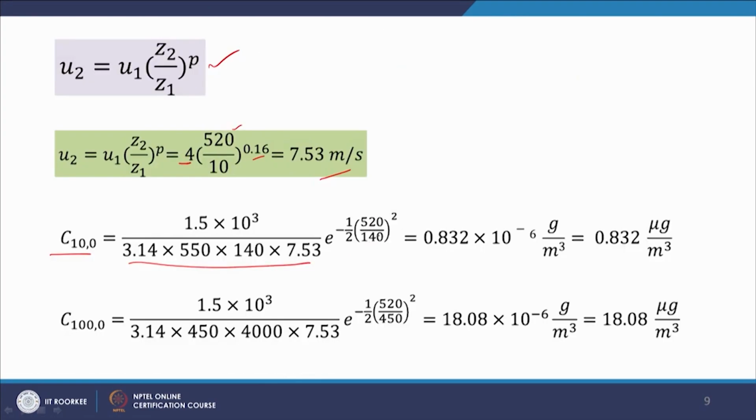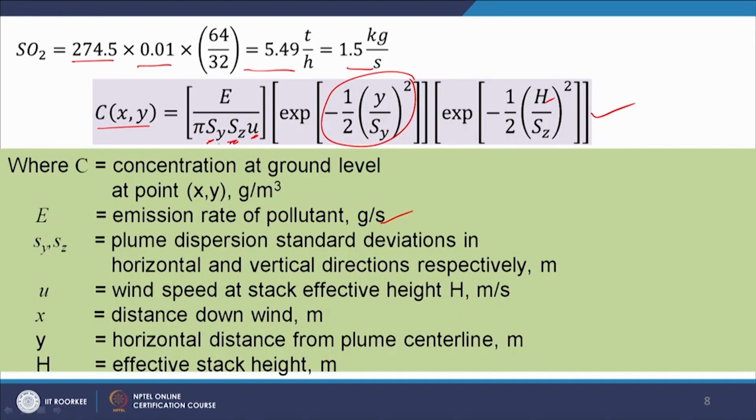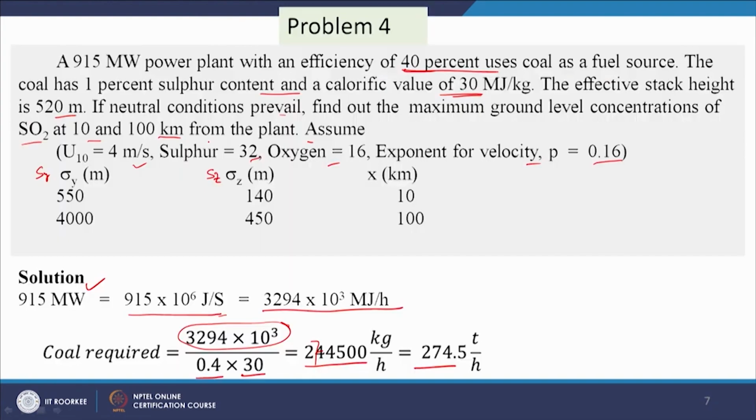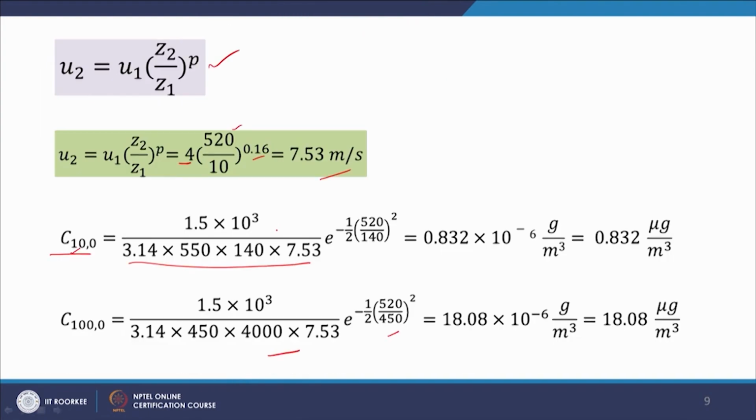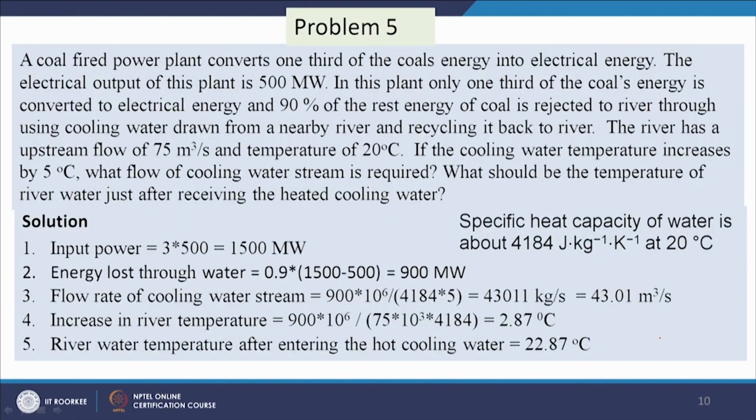So we are getting 140 for this SZ value in case of 10 kilometer, and in case of 100 kilometer this value will be 520 by 450, other values will be like this, because at that time the SZ and SY values will change. You see here these values are changed. So we will be getting this expression here, and by that we are getting this much, or 18.08 microgram per meter cube.